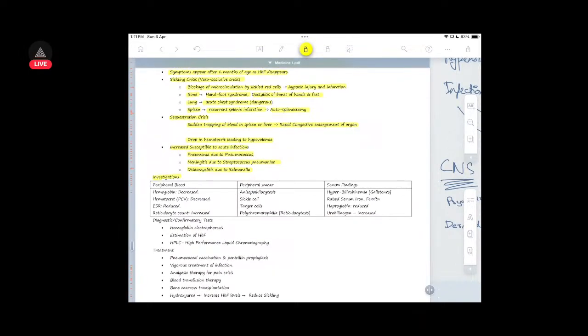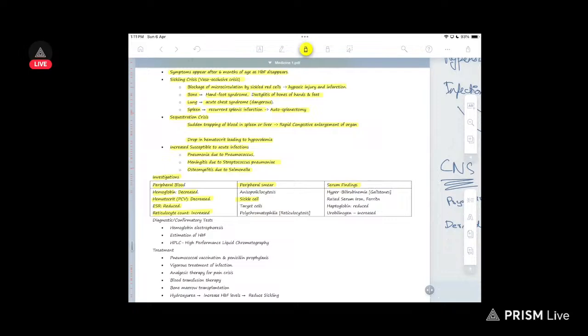Okay, so investigations: you can have peripheral blood, peripheral smear and serum findings. In peripheral blood, of course, hemoglobin will be decreased, hematocrit will be decreased, ESR will be reduced, and reticulocyte count will be increased because of hypoxia. You can have sickle cells and target cells, but sickle cell is the only thing which is important here. Sickling of cells will be seen.